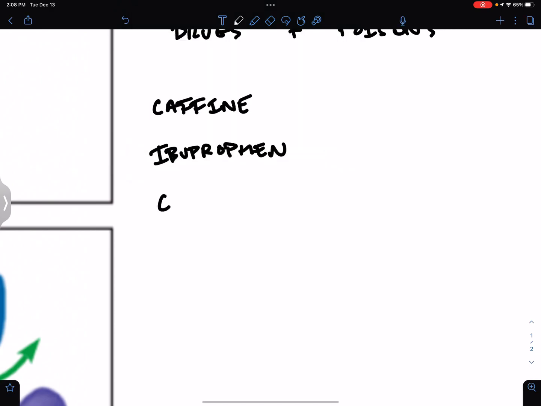Chemo drugs for cancer often target enzymes that are responsible for the cell cycle and cell reproduction. So cancer is uncontrolled growth of a certain type of cells in your body, and so chemo drugs target cellular reproduction.